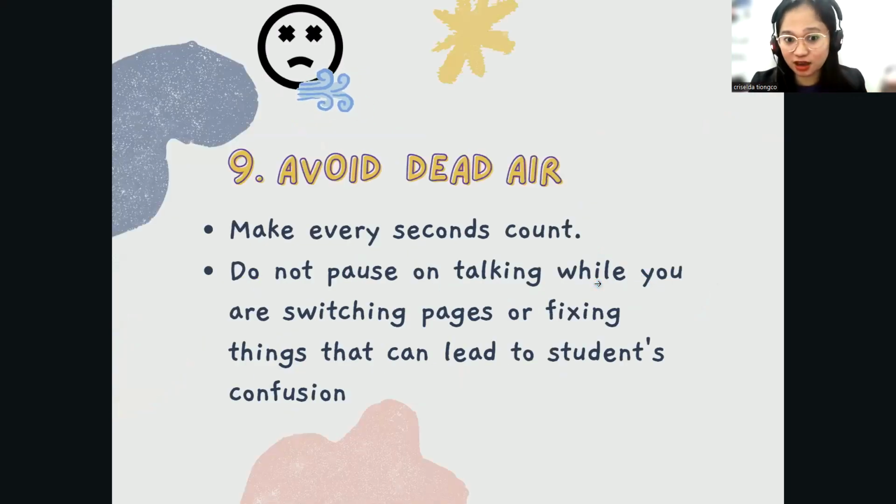Avoid dead air. Make every second count. They paid for the whole, for example, 25 minutes of the class. So you have to make every second count. Do not pause on talking while you are switching pages or fixing things that can lead to students' confusion. Like, oh, what is the teacher doing? So you could ask the student questions first, or have them provide answers to your questions while fixing things up. Like if there's any issue, say hold on, give me a moment. You can say those. Avoid dead air.